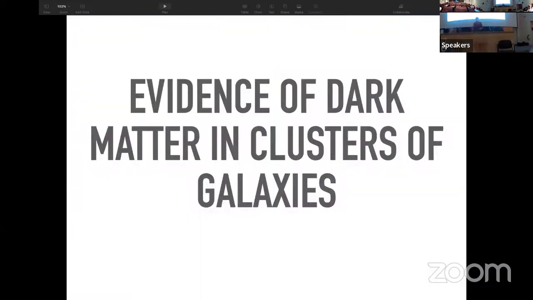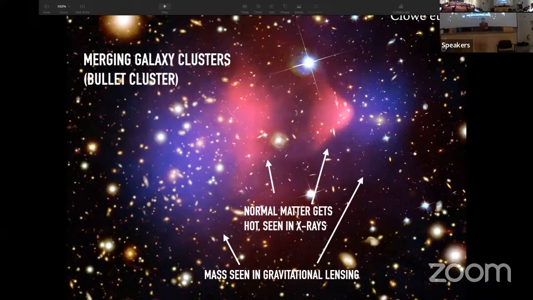Okay. We also see evidence for dark matter in clusters of galaxies. So not even just in the galaxies themselves, but when they cluster together. And here's a very famous example. It's called the bullet cluster. So it's an example of two galaxy clusters that have undergone a merger. And we're actually looking at the aftermath. So there's a lot going on in this image, so I want to break it down for you step by step.